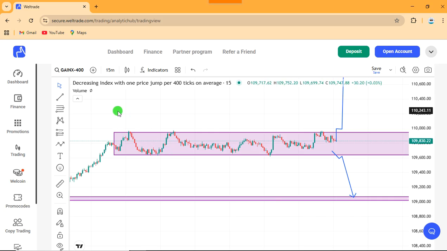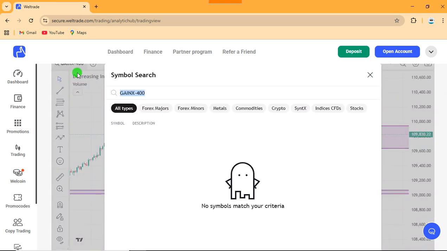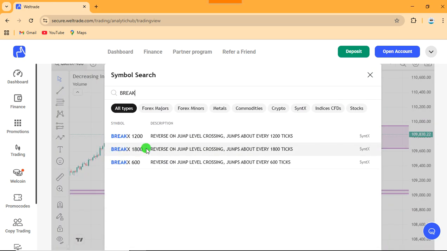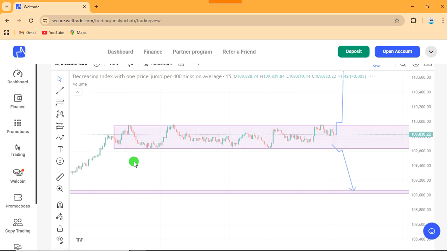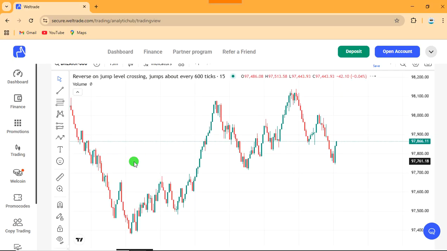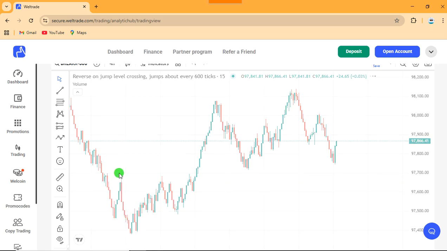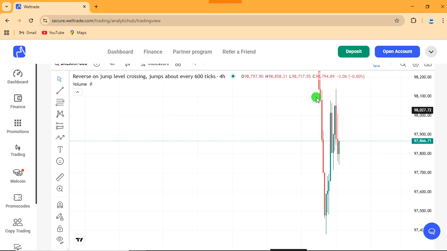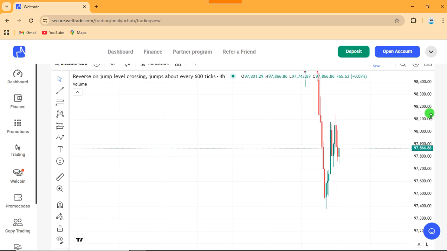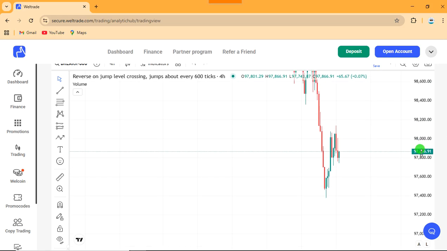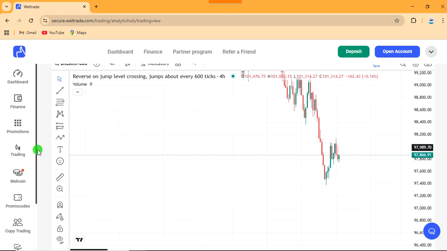Let's go to the next one, which is going to be the Break 600. And then we go straight to the next one, which is going to be the H4. All right, so marking the structures too. Here we have this. Then we got this too.